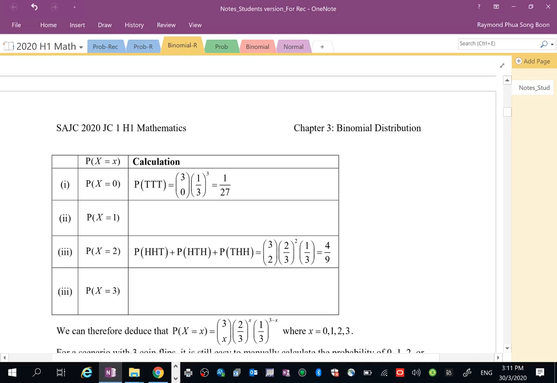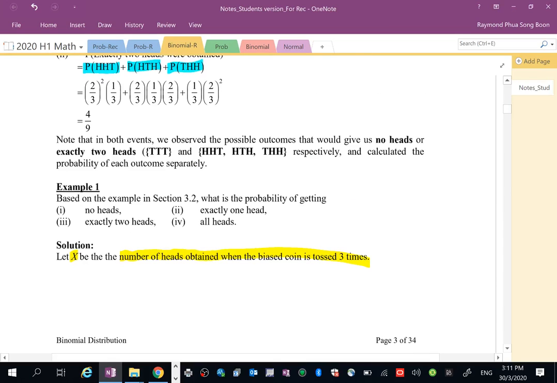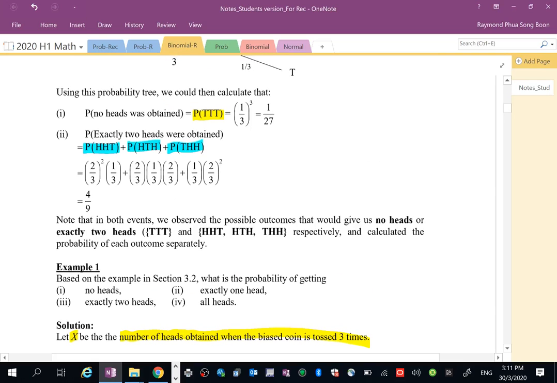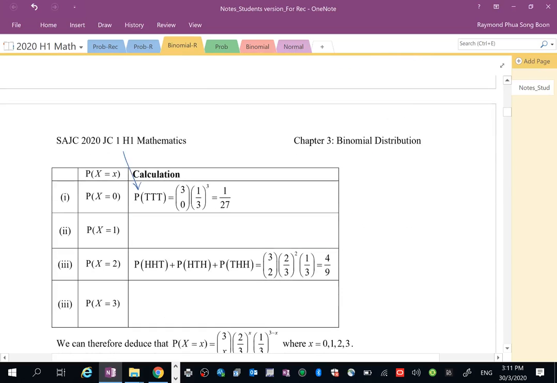Let's take a closer look at this one. In part 1, no heads means the probability that X equals 0. So no heads means the outcome is tail, tail, tail, and we know that it is 1/3 to the power of 3.